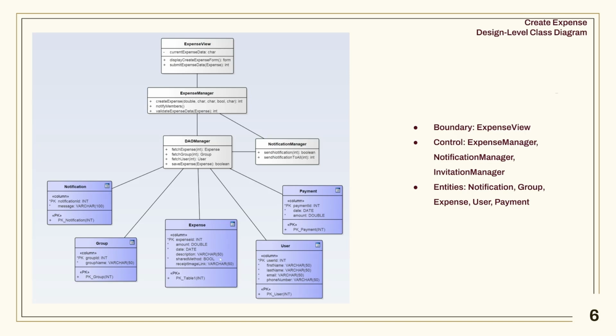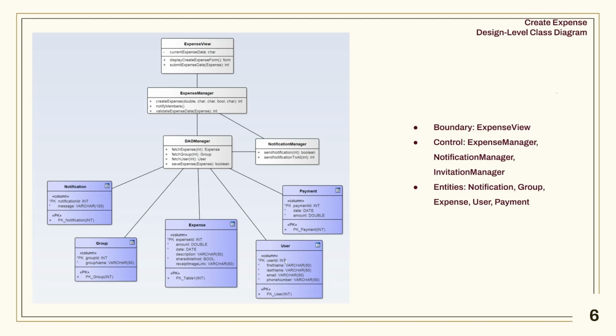For the shared method, I decided to use a boolean because it's either split as a percentage or it's split equally, so the developers can choose which one they want to use, but the methods are limited to these two options. The primary key for this table is expense ID.